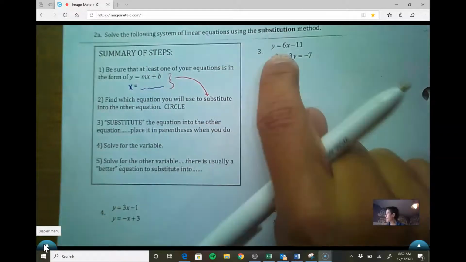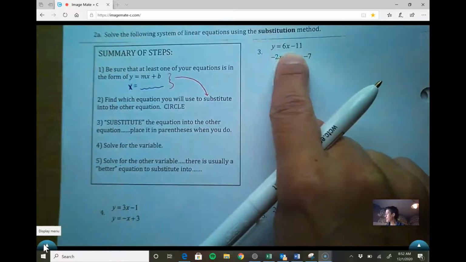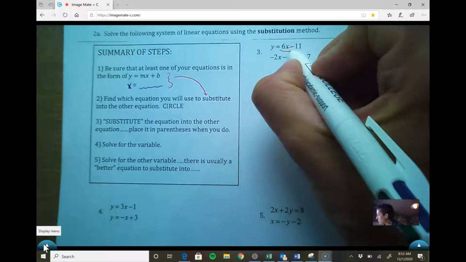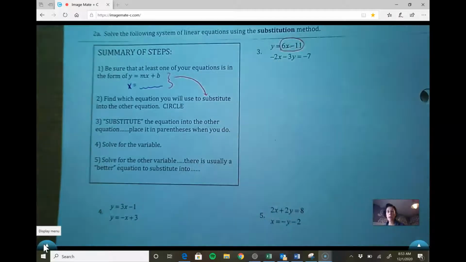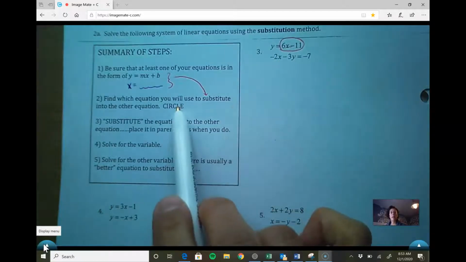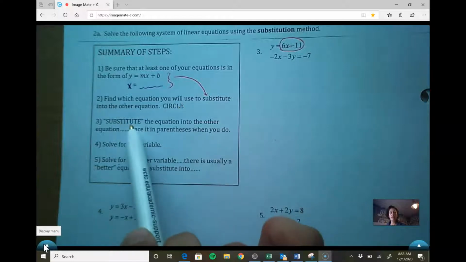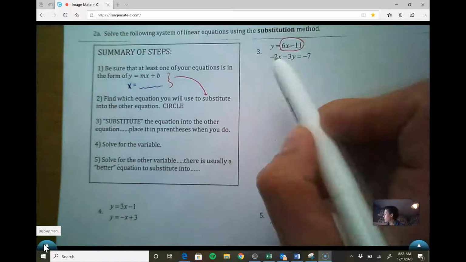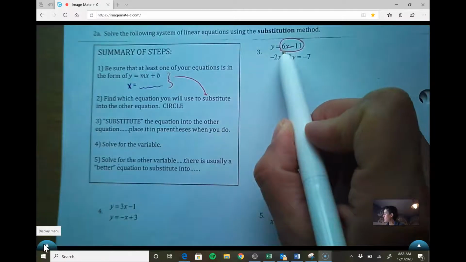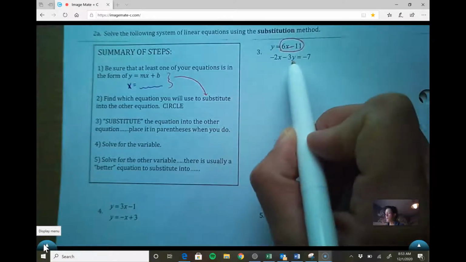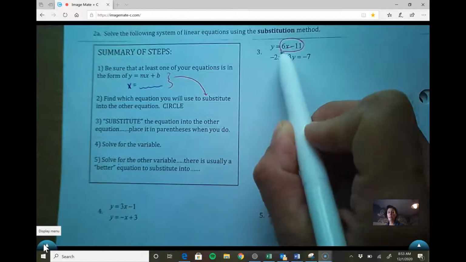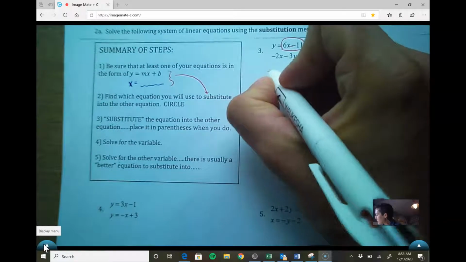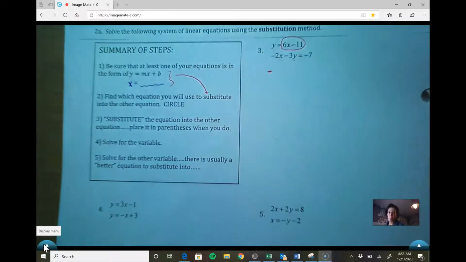So for number 3, the y equals 6x minus 11, this is the one that I'm going to substitute in. So what I'm going to do is just circle this part, okay? And that's what this is saying. So now I'm going to substitute this equation into the other equation. Since this is y equals 6x minus 11, I can go to where this y is and replace it with 6x minus 11.